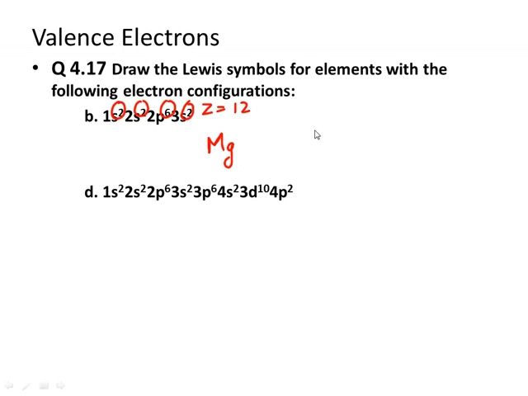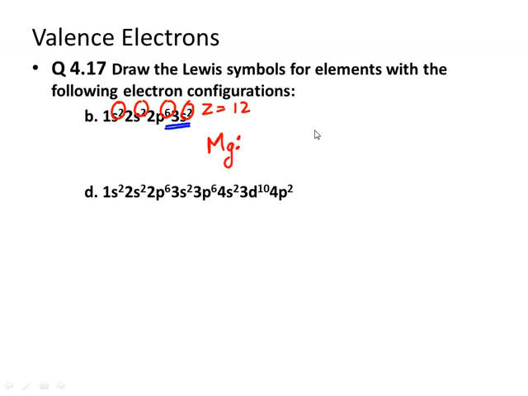Next thing to do would be checking the electronic configuration and trying to figure out how many valence electrons this atom has. So magnesium, according to the electronic configuration and also according to where magnesium is in the periodic table, has 2 valence electrons. So as soon as you put those 2 valence electrons there, here is your Lewis symbol.